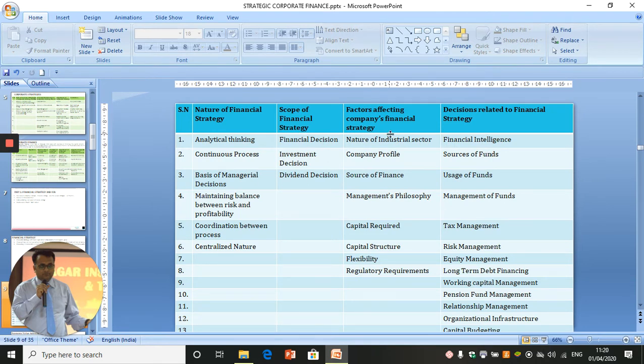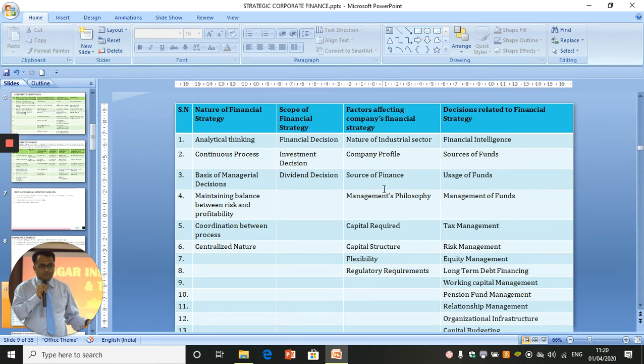Now, factors affecting companies' financial strategy. First is the nature of the industrial sector. The financial strategy a company has depends on which industry it is surviving in. Then the company's profile: whether it is an MSME, whether it is blue chip, what kind of business it is doing, and whether it is going for international transactions as well. So financial strategy depends on the company profile and on the nature of the industrial sector.